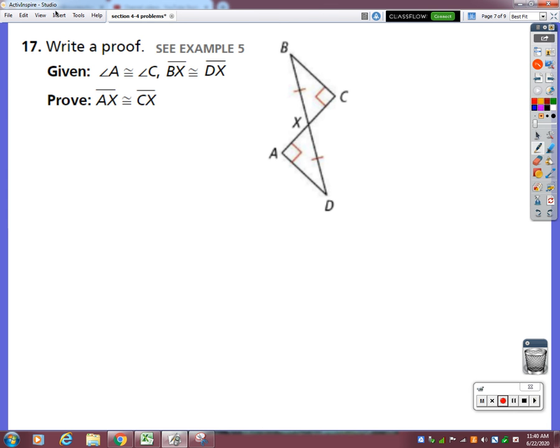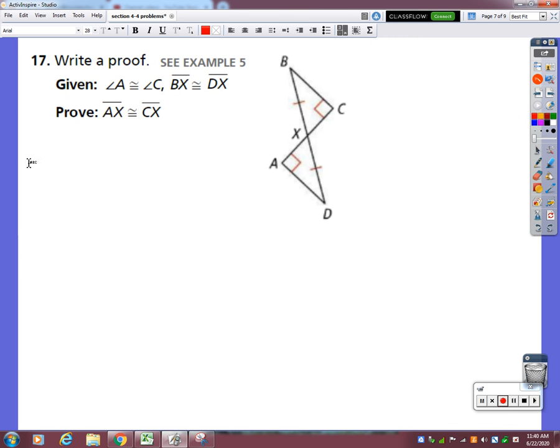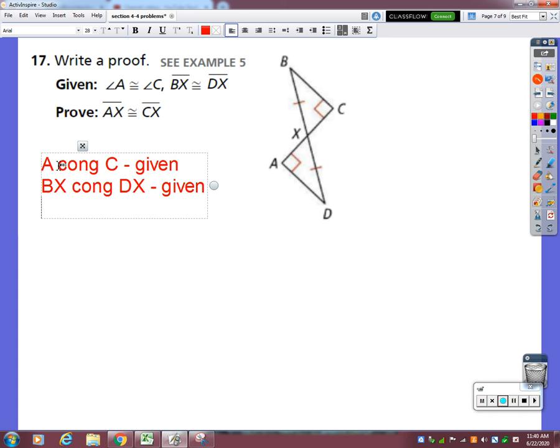Okay, proofs. Why do you make us do proofs? All right, so we know that A is congruent to C. That's given. We know BX is congruent to DX. That's also given. For some reason, you always have to write those down. Then I also know that angle BXC is congruent to angle DXA because they're vertical angles.